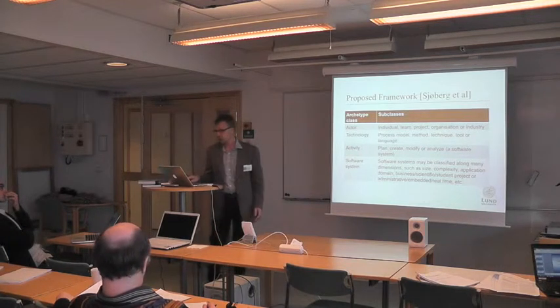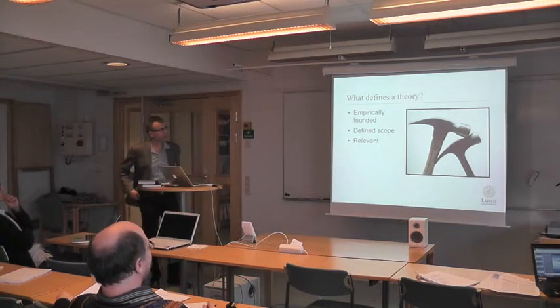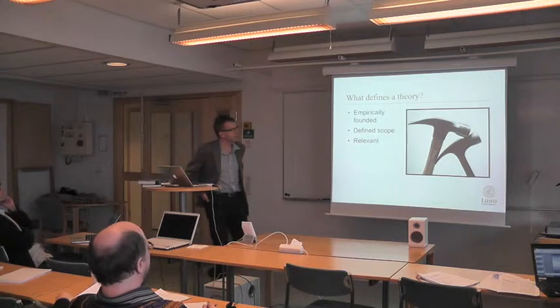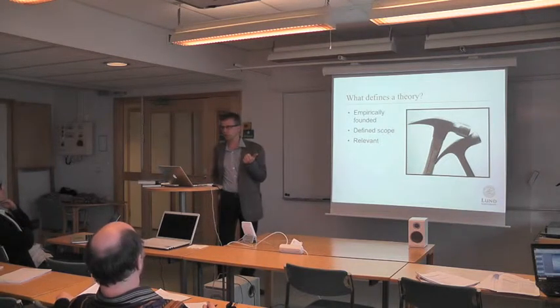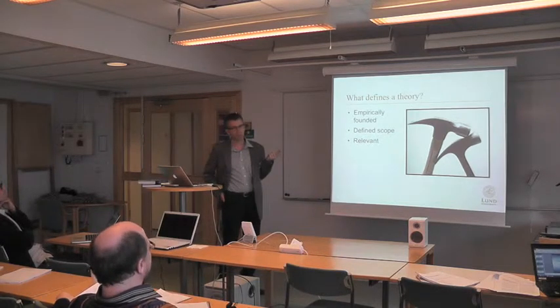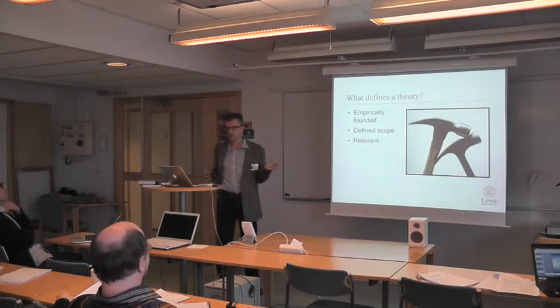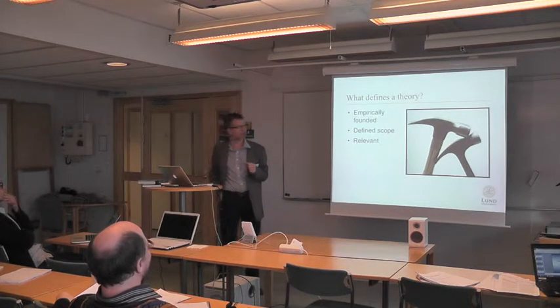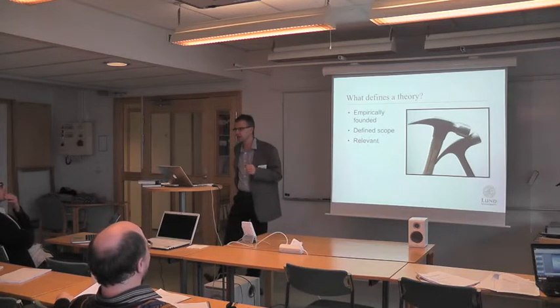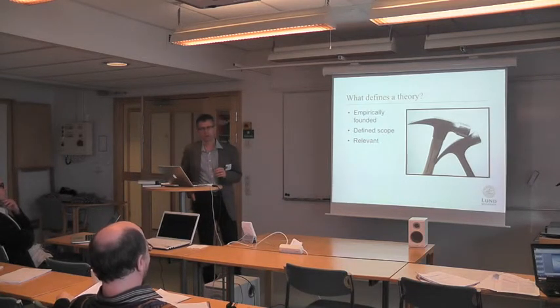So, finally, what characteristics should we set on a theory? It should be empirically founded. There must be empirical evidence. It should have a defined scope, and it should be relevant and useful. So that's, to me, the key criteria for a theory, whether it is software engineering or not, but now we're talking about software engineering. And I think we have to have all these in place.